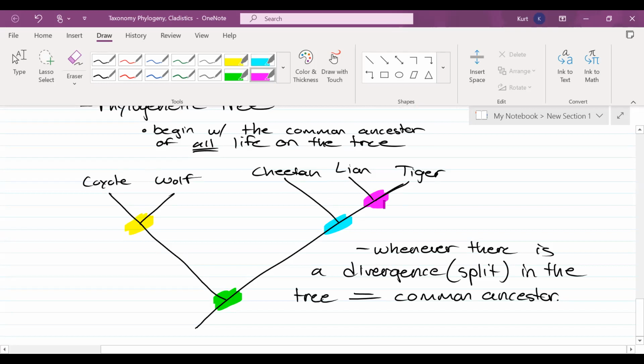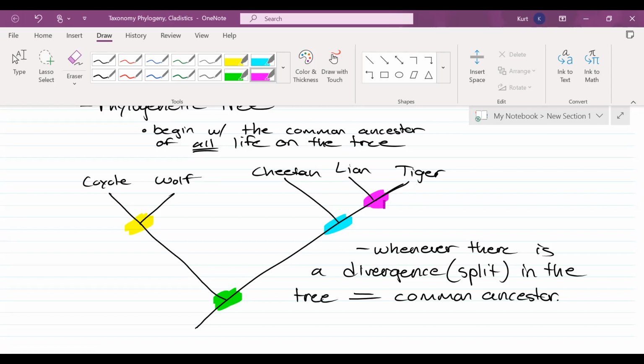Which one is the original common ancestor of the coyote, the wolf, the cheetah, the lion, or the tiger? What color? The green one. That's correct. Okay, so do the coyote and the tiger have a common ancestor? Yes. As you look at the bottom of the phylogenetic tree, it gets older and older and older.